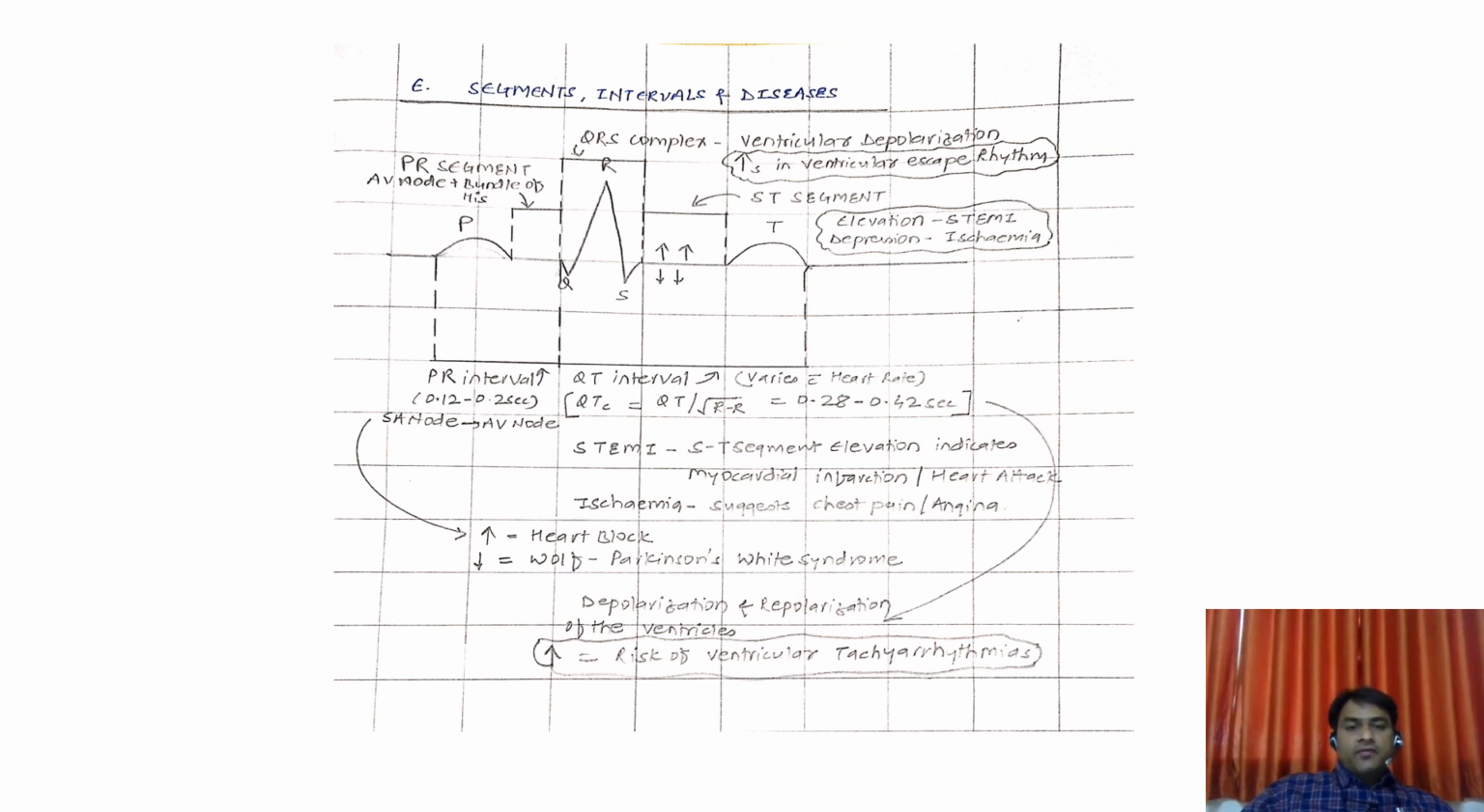PR interval should be 0.12 to 0.20 seconds. If it is more than 0.20 seconds, it indicates heart blocks. If it is less than 0.12 seconds, it indicates Wolff-Parkinson-White syndrome.